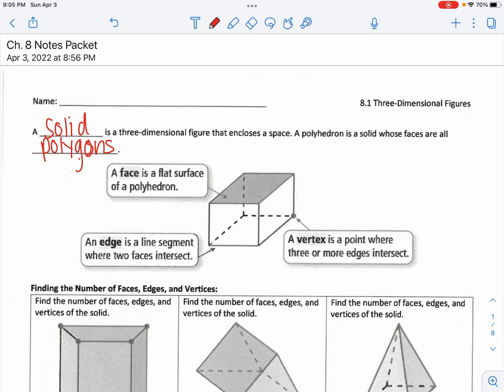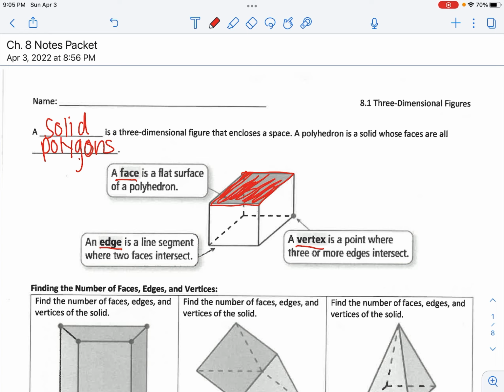So on this picture here of this rectangular prism, there's three words that I want you to notice, okay? A face, an edge, and then a vertex. So a face is going to be the flat surface of a polyhedron. So that's this whole thing. The shaded area is the face, the whole thing.